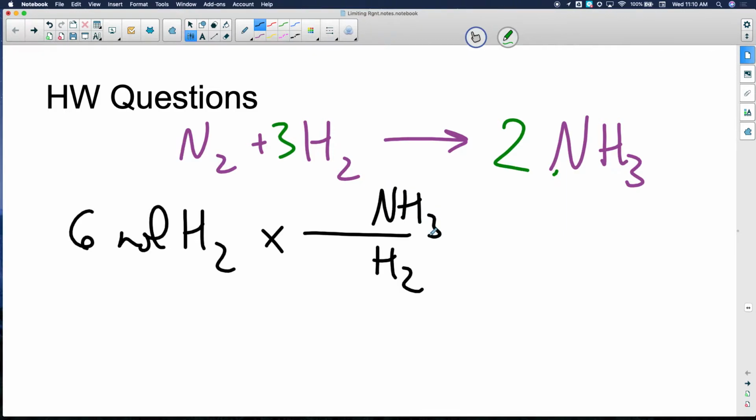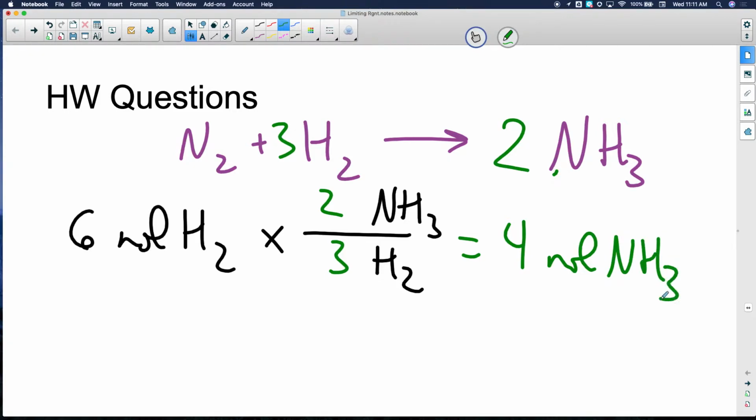Smiley nodding throughout the land. So the one they give you always goes in the bottom? Yep. The one you have information about goes in the bottom. The one you're solving for goes in the top. Bridget, what are my coefficients from the balanced chemical equation? 2 and 3. Carly, what is 6 times 2/3? 4 what's of what? 4 moles of ammonia is the right answer to problem number 1. There's some joyful celebrations out there in the world. We've gotten through problem 1.